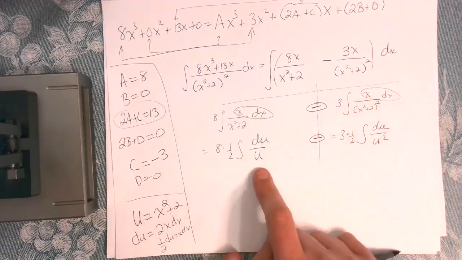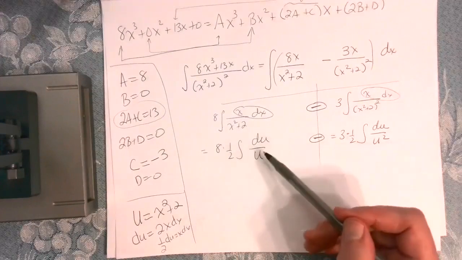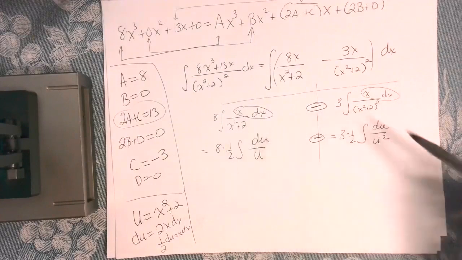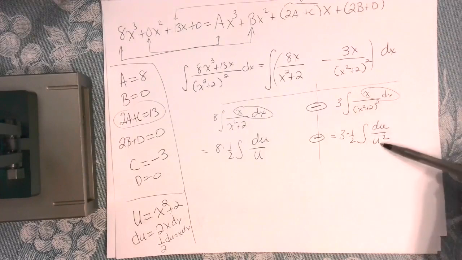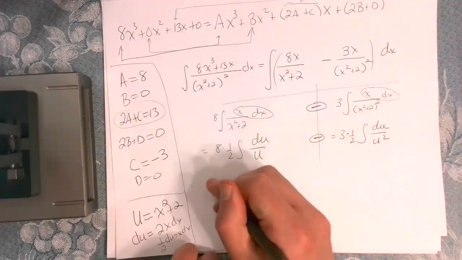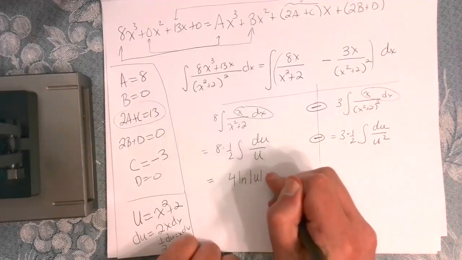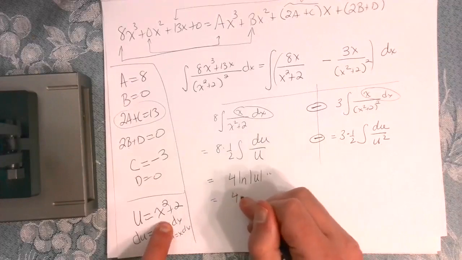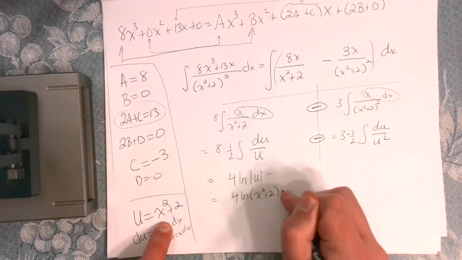Okay, this is a natural log form. This is not a natural log form. Okay, this has a downstairs power of 1. That's why it's a natural log form. This doesn't have a downstairs power of 1. So I'll bring this one up and use the power rule. And this one we'll call 4 times the natural log of absolute u plus little c. But u is always positive. So that's 4 times the natural log of x squared plus 2.